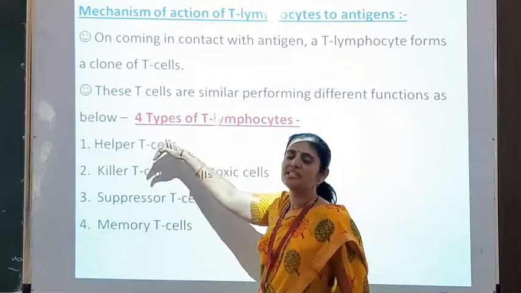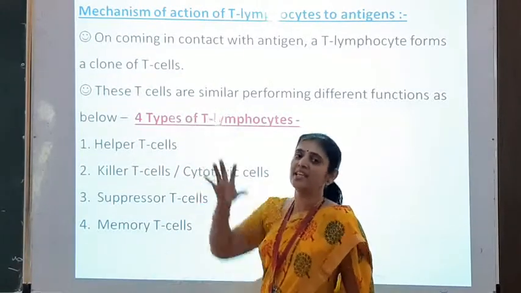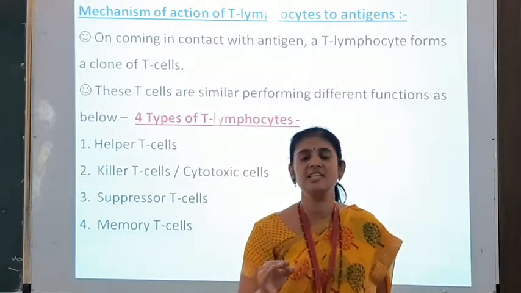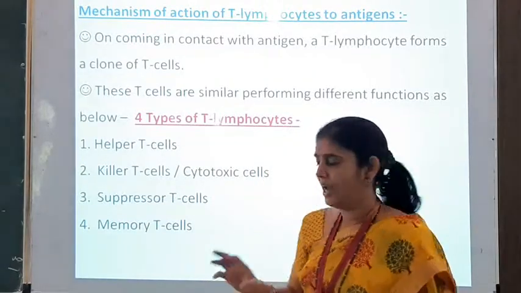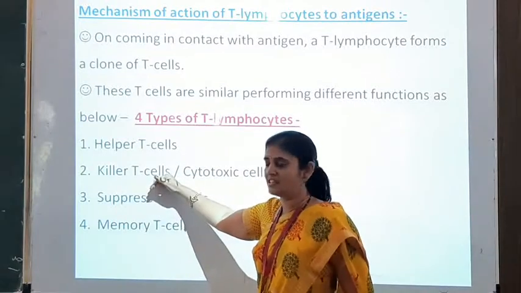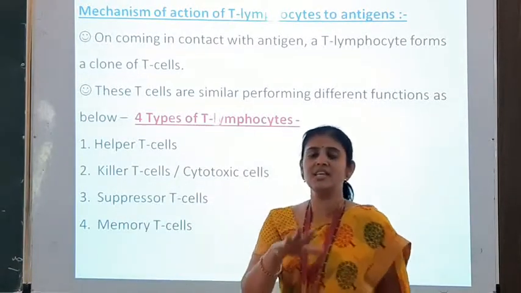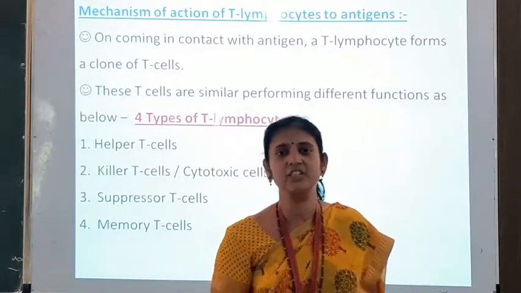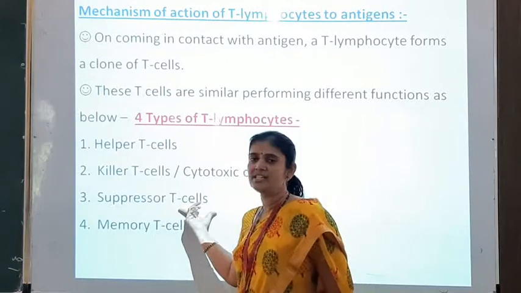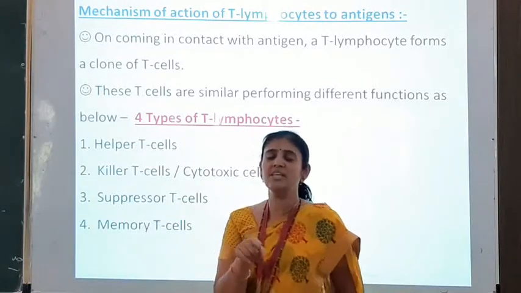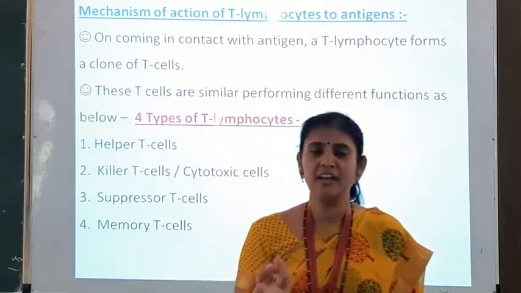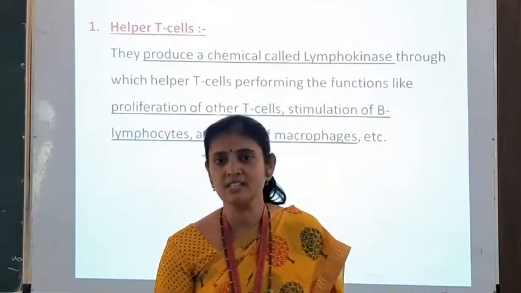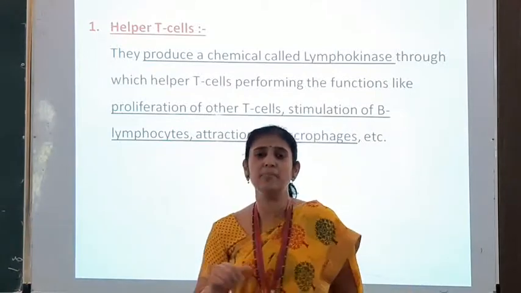As the name suggests, you have to understand their function here. Helper T cells means they are helping the other T cells. Killer T cells or cytotoxic T cells means these cells are killing someone and therefore are called killer T cells. Suppressor T cells means these T cells are suppressing the action, and therefore are called suppressor T cells. And memory T cells means they can memorize and therefore are called memory T cells. In detail we have to study all these cells. So here the first is the helper T cells.